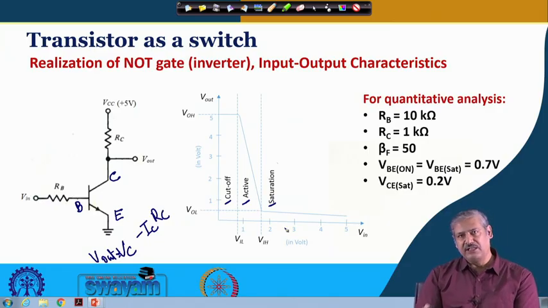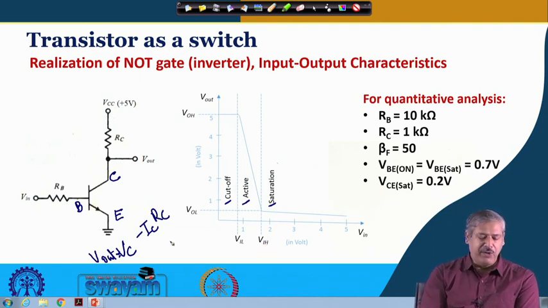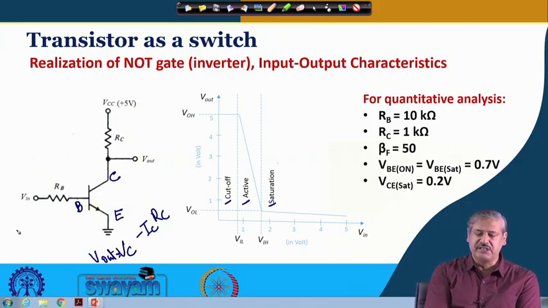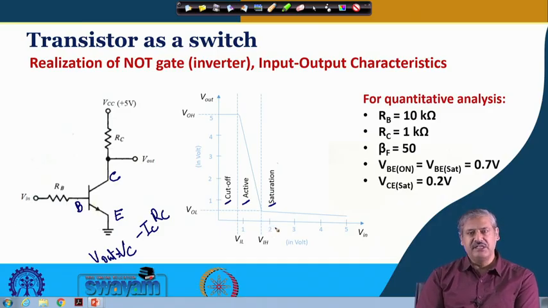So, speaking the other way, what is the significance of VIH? VIH is the minimum voltage required at the input side which is treated as logic high. Any voltage higher than that at the input side will be treated as logic high. Is it clear? So we see the inversion relationship: input is low, output is high; input is high, output is low.